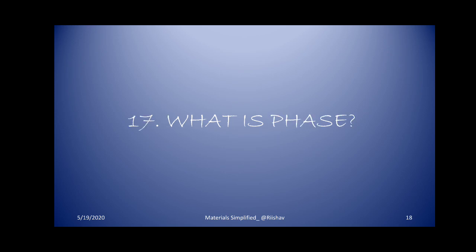Moving on. What is a phase? Professor Raghavan in his book has explained phase beautifully in just 6 words. He tells us phase is physically distinct, chemically homogeneous, mechanically separable state of matter. That's it. Physically distinct, chemically homogeneous, mechanically separable. 6 words, that's it.